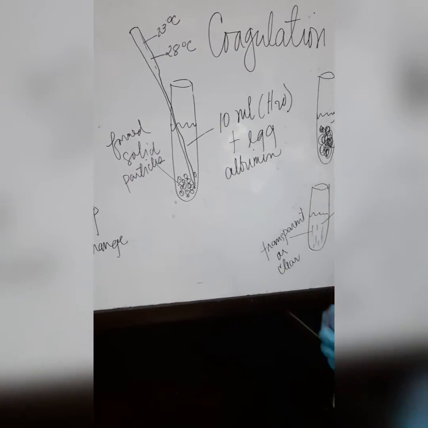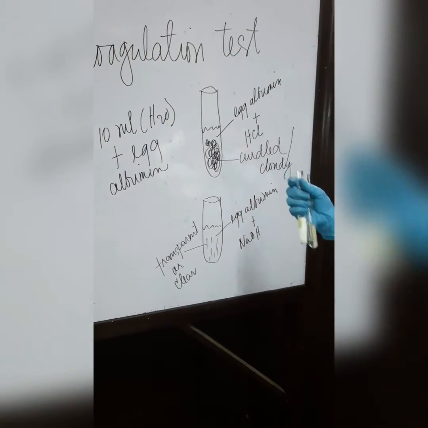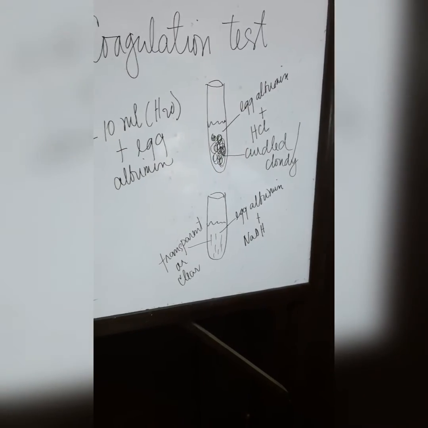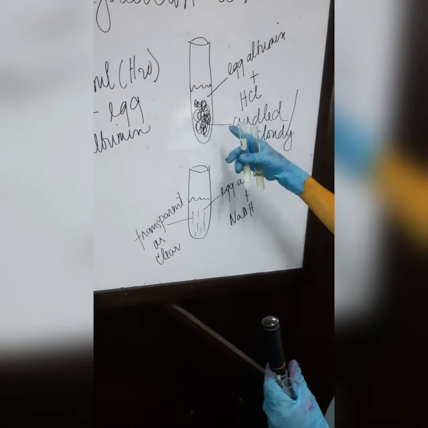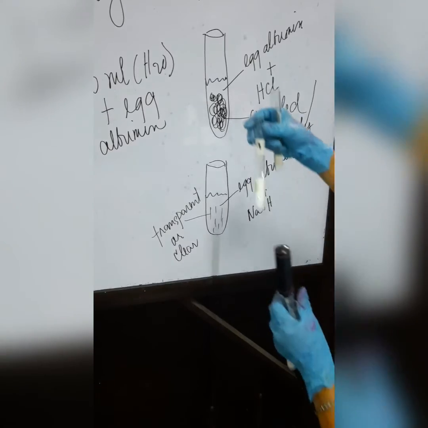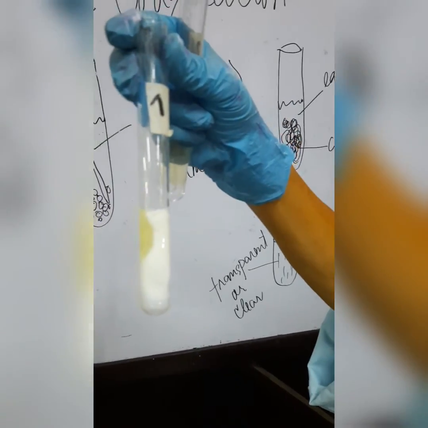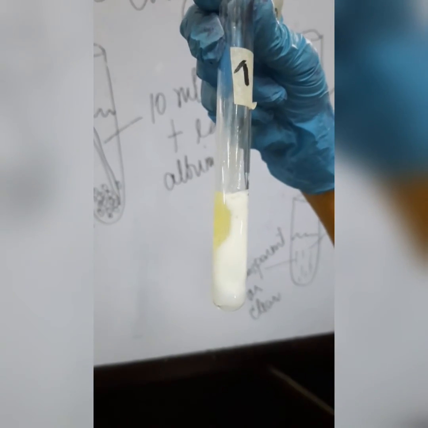Then we have another coagulation test, in which I prepared two test tubes. In test tube 1, I placed egg albumin plus concentrated hydrochloric acid. This is what happened: it became cloudy and the egg albumin curdled.